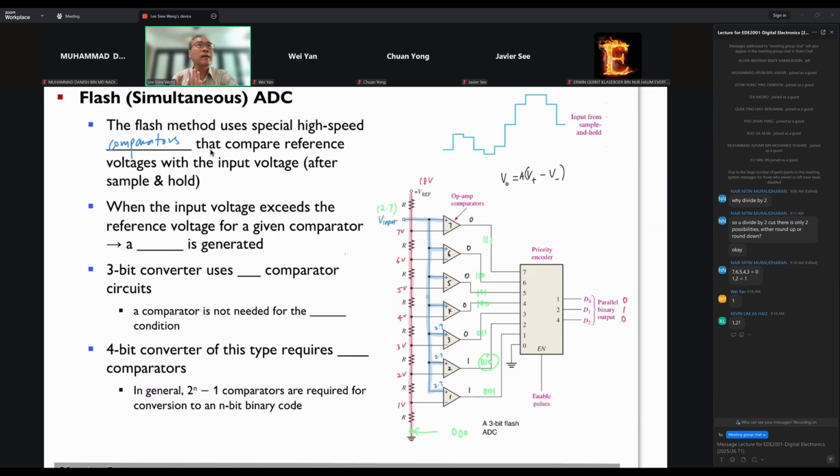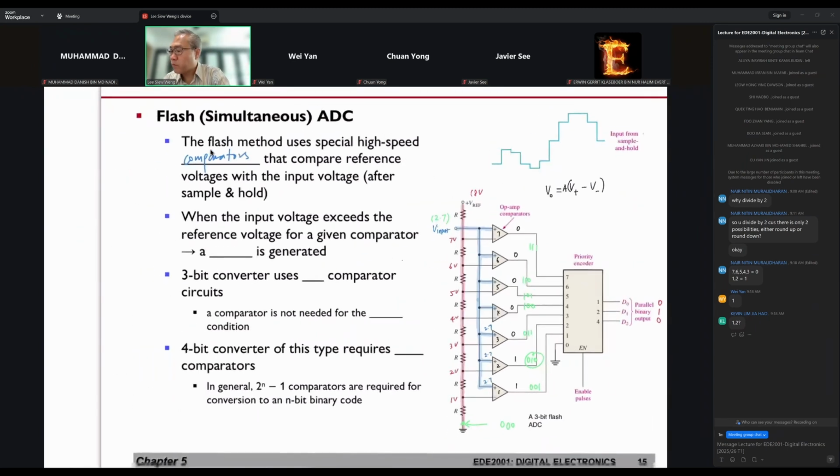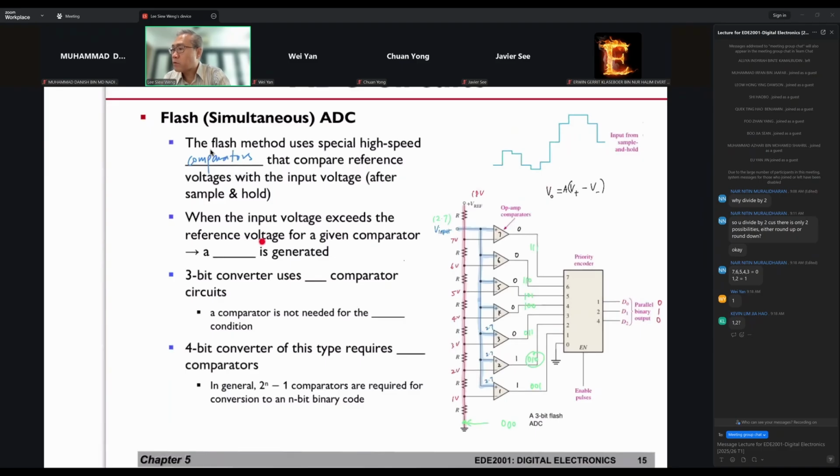So what happens here is when the input voltage exceeds the reference voltage, a high is generated. The encoder will look for the highest op-amp that gives you a 1, or a high. Then you will encode that particular comparator accordingly. So in this case, it will be 0, 1, 0. The output of the encoder here will be 0, 1, 0. Now let's just do one more.